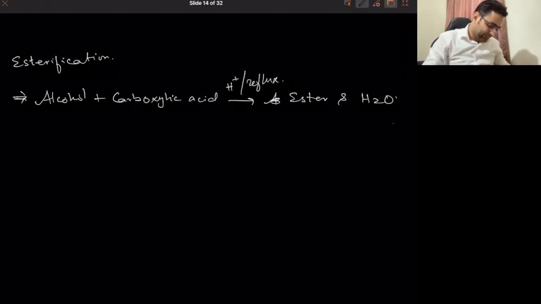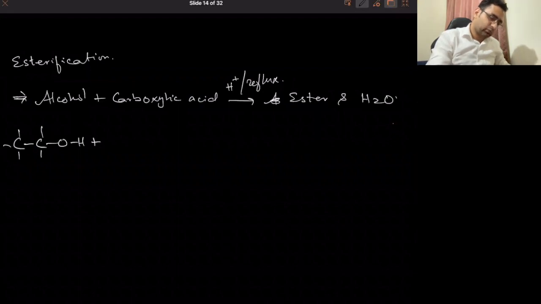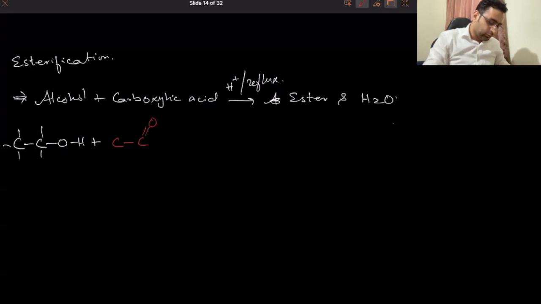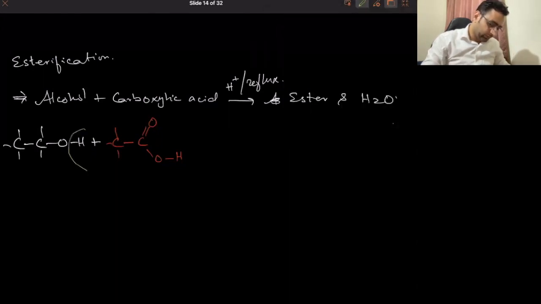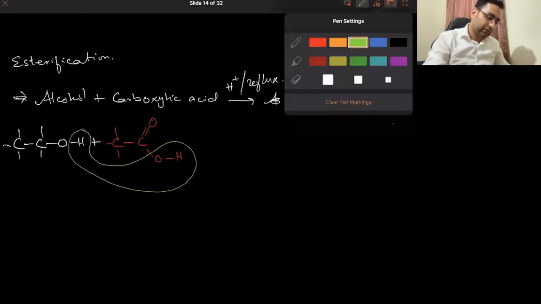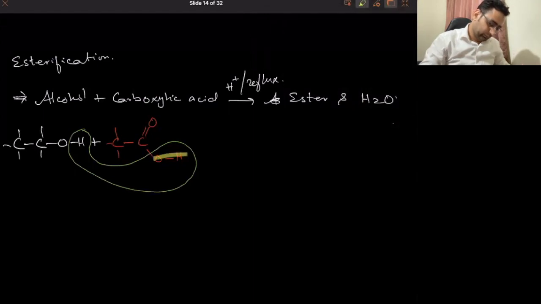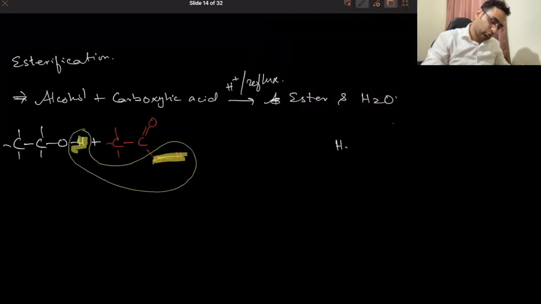Now, for example, this is an alcohol which is ethanol. Ethanol will react with carboxylic acid. When a chemical reaction occurs between alcohol and carboxylic acid, from alcohol, H is given off, and OH from carboxylic acid, they form water. H and OH react to form water. So your product is going to be H2O.